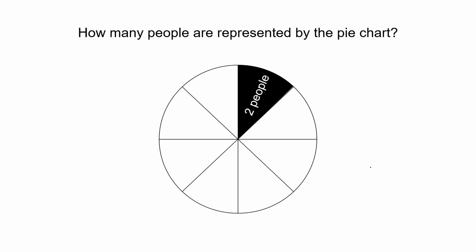What about this one? How many people are represented by the pie chart? So in this question, it tells us that each section of our pie chart is equal to 2 people. Now we have to count how many sections there are. So there is 1, 2, 3, 4, 5, 6, 7, and 8. So there's 8 sections and each section represents 2 people. So we have to do our 8 sections multiplied by 2, which gives us an answer of 16. So this whole pie chart represents 16 people.